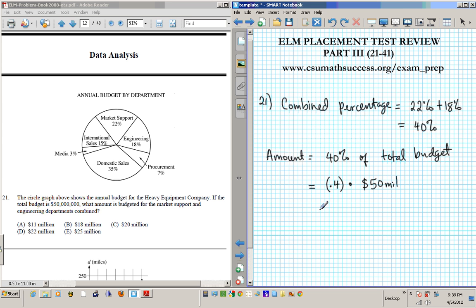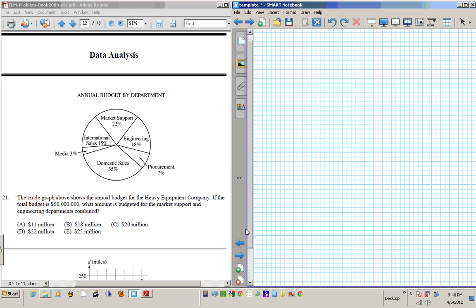Just to save time. So if I multiply this out, 50 times 0.4, I'm going to get 4 times 0 is 0, 4 times 5, 20. There's one decimal place, so I have to put one decimal place in my answer. So the answer is going to be 20 million. All right, so that's the amount of money that is spent on market support and engineering combined. So our answer is C. All right. Now let's move on to question number 22.